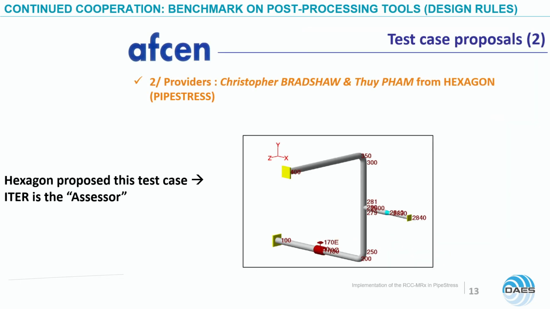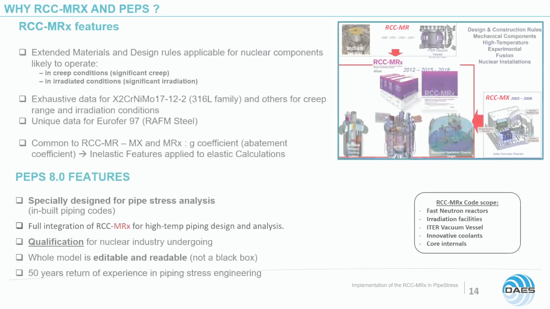This is another example of continued cooperation we have with HEXAGON, and in this case, AFCEN, which is the editor of the RCC-MRX, and many other codes, but MRX in particular. This is a benchmark of the same tool, PipeStress 8.0, where HEXAGON, namely Christopher and Tui, proposed this model to us, and where we are the assessors. This is a typical example of continued collaboration with HEXAGON.